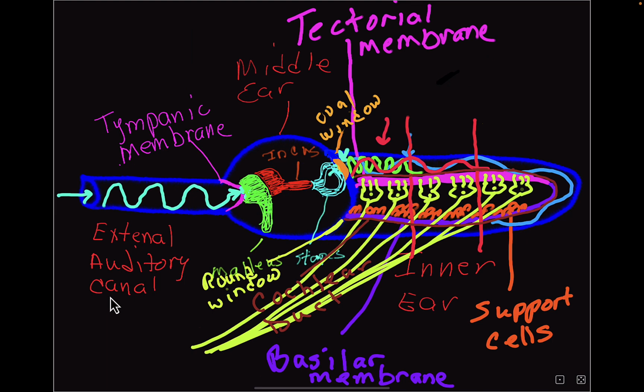Now, all of these axons here that are coming off of our neurons are going to form the auditory nerve, because you know a nerve is a bundle of axons. And so this is going to be our auditory nerve.